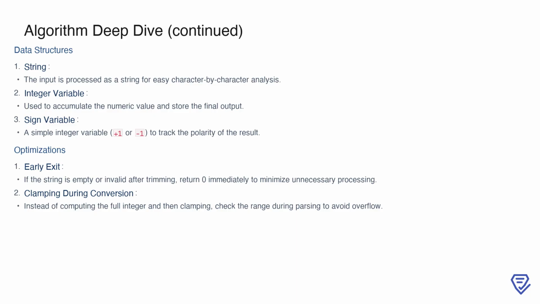To optimize the solution, we employ some early exit strategies. For instance, if the string is empty or invalid after trimming, we immediately return 0, avoiding unnecessary processing. Another optimization involves clamping the number to the 32-bit range during parsing, instead of waiting until after the full integer conversion. This prevents overflow and keeps the algorithm efficient. Together, these data structures and optimizations ensure the solution is both robust and performant.